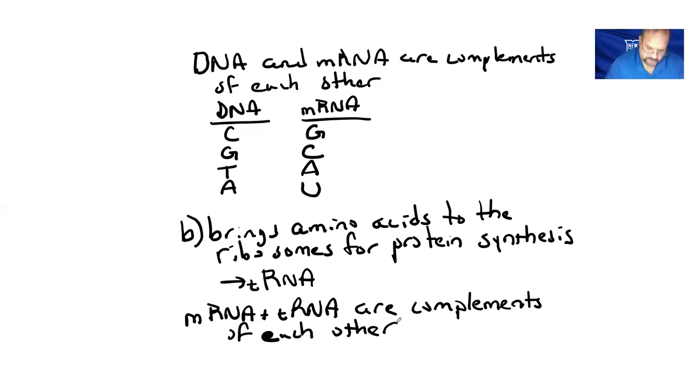So just to expand a little bit on the table above, we can fill in for transfer RNA. If your messenger RNA contains guanine, your transfer RNA is going to contain cytosine. If your messenger RNA contains cytosine, your transfer RNA is going to contain guanine. If your messenger RNA contains adenine, your transfer RNA is going to contain uracil, right? No, thymine. And if your messenger RNA contains uracil, your transfer RNA is going to contain adenine, because messenger RNA and transfer RNA are complements of one another.